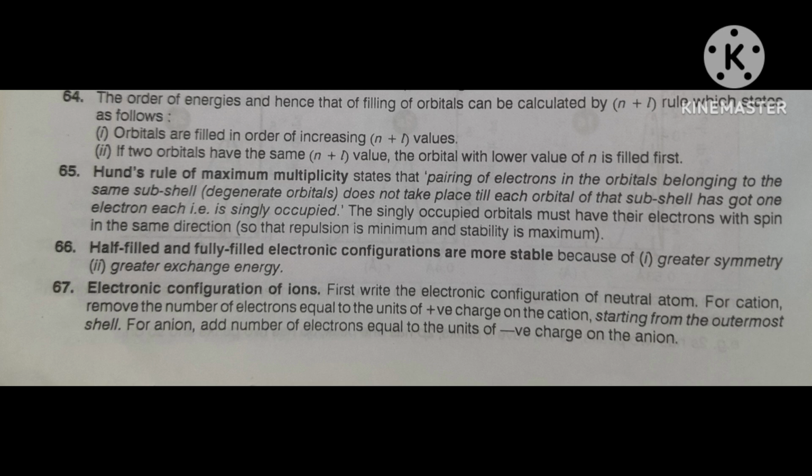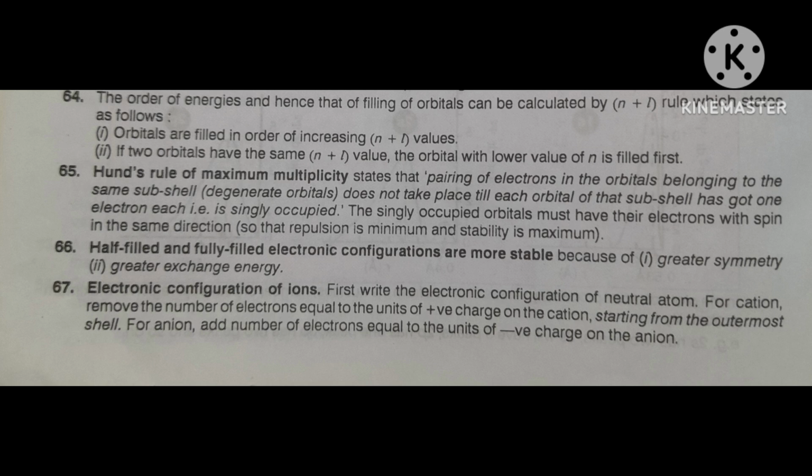If all orbitals are filled singly, at that time it will be stable. As for example, px, py, pz, three electrons are there. Then it is half filled and fully filled. In both conditions, the configuration will be stable. You remember, half filled and fully filled, at that time it will be stable. The singly occupied orbitals must have their electrons with a spin in the same direction, so that repulsion is minimum and stability is maximum. Correct?